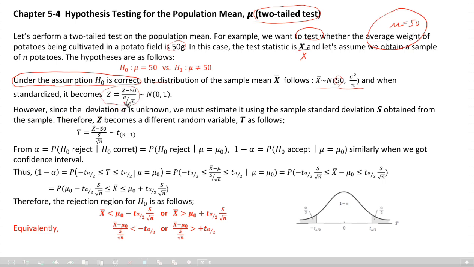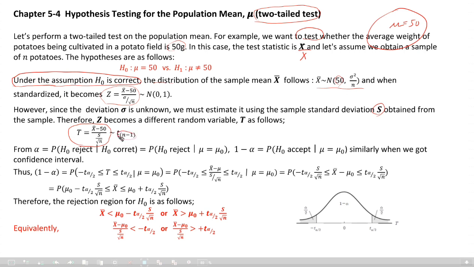However, since the standard deviation sigma is unknown, we must estimate it using the sample standard deviation s, and we substitute it for sigma. Then z becomes a different random variable t. Okay, t equals x bar minus 50 over s divided by square root of n. We studied this when we studied the confidence interval for mu. That follows a t distribution with degrees of freedom n minus 1.